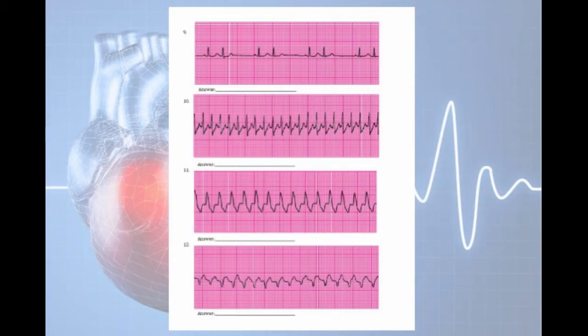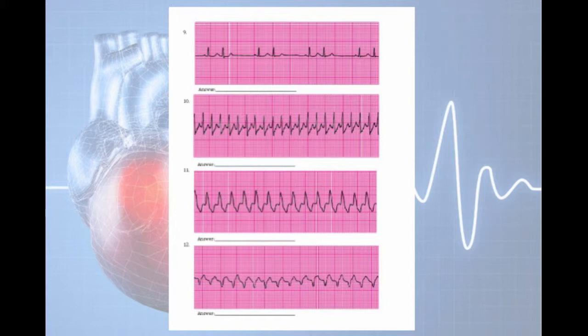Question number 9, what rhythm is this? This is a sinus rhythm. As you can see, there's a P wave and a QRS complex after the P waves, but you have some complexes that don't have P waves. Those are considered premature atrial contractions.